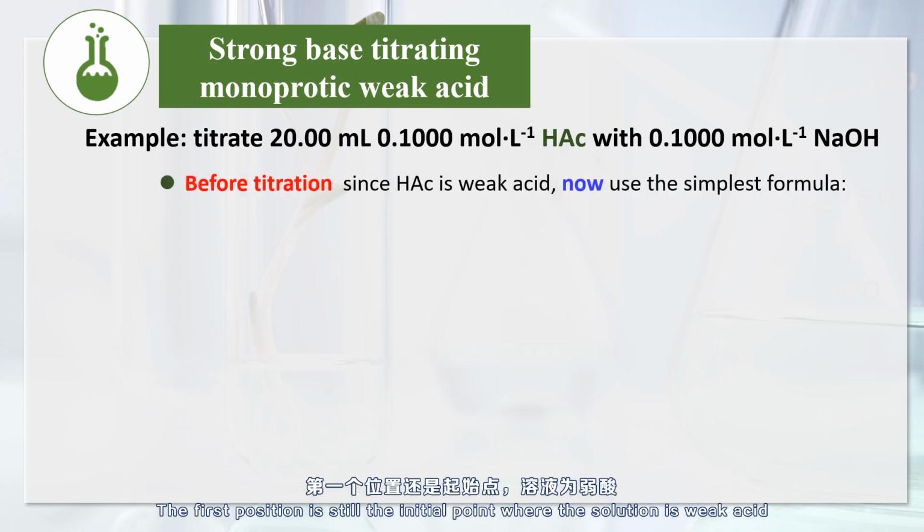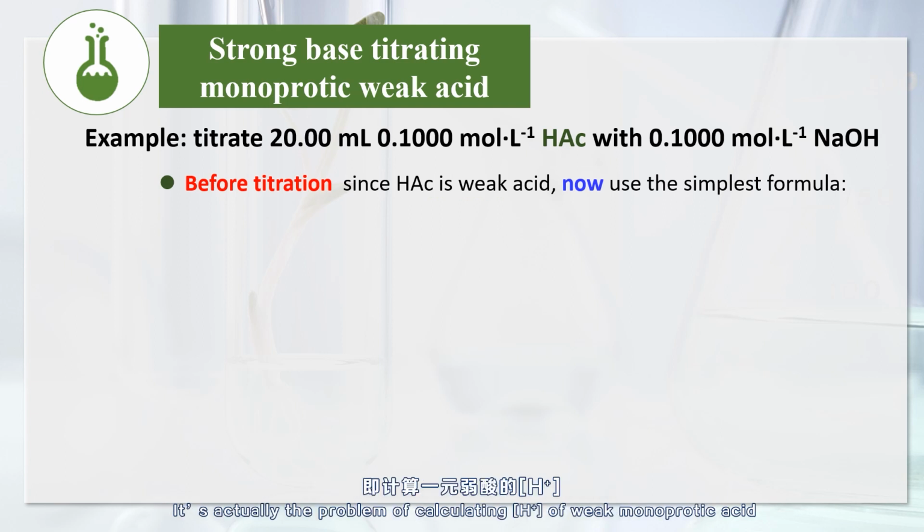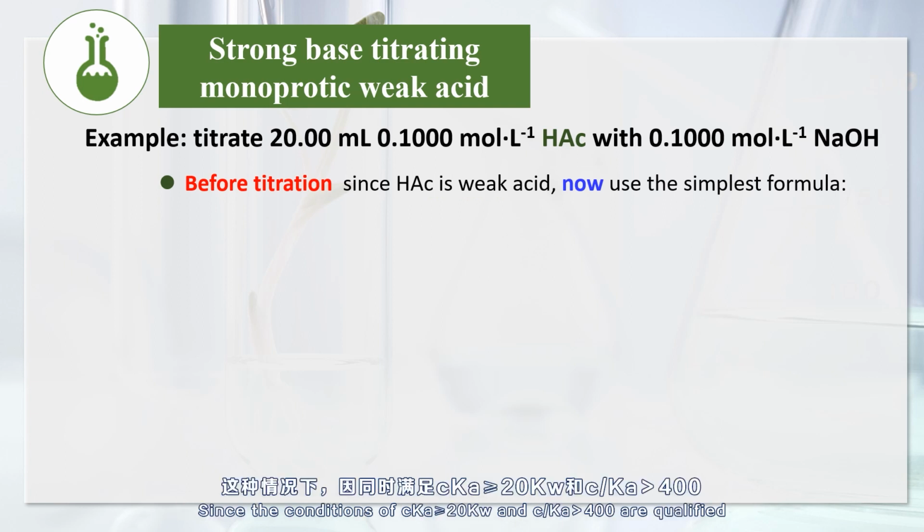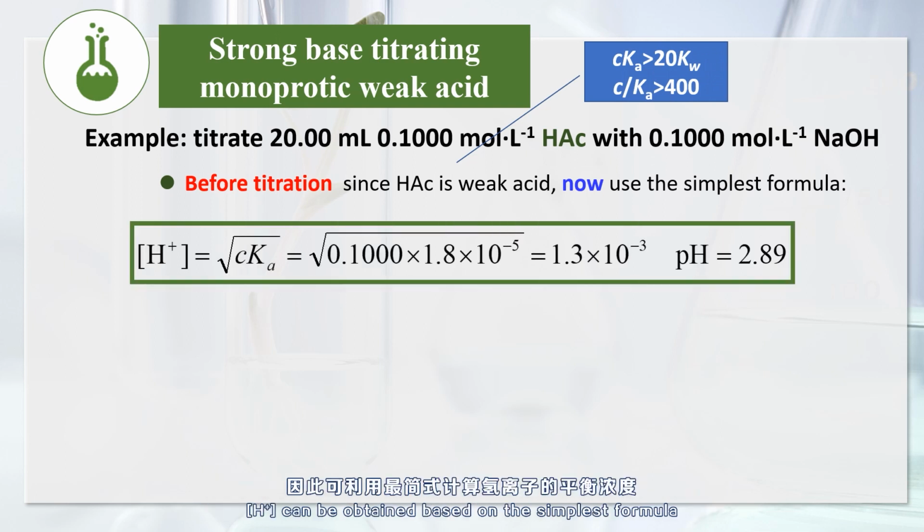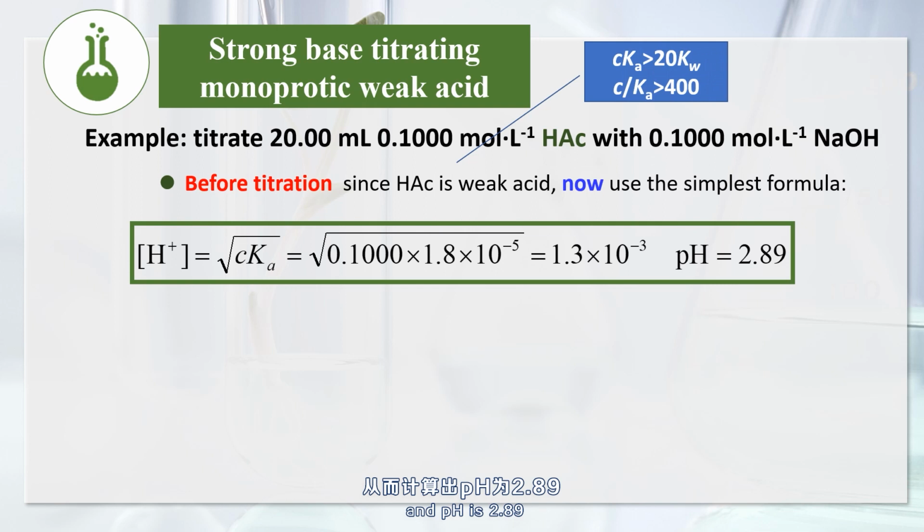The first position is still the initial point, where the solution is weak acid. It's actually the problem of calculating hydrogen of weak monoprotic acid. Since the conditions of CKa larger than 20 Kw and C divided by Ka larger than 400 are qualified, hydrogen can be obtained based on the simplest formula, and pH is 2.85.